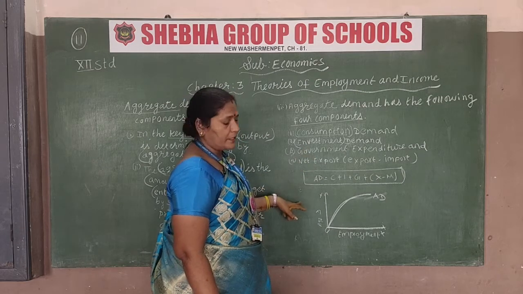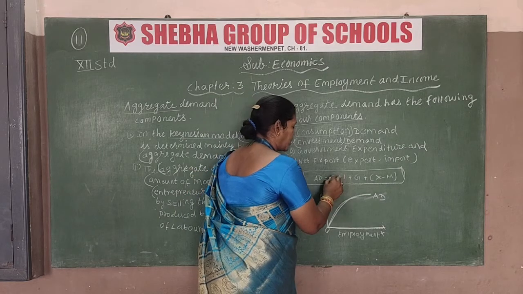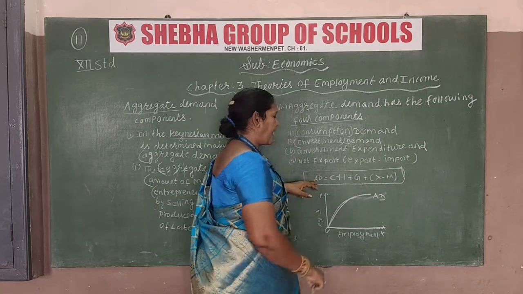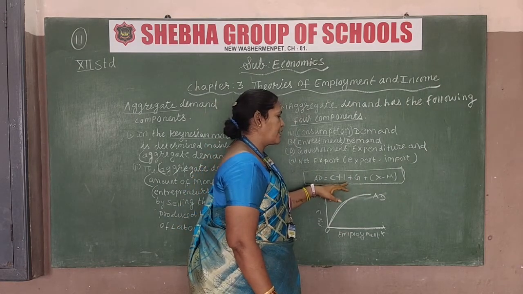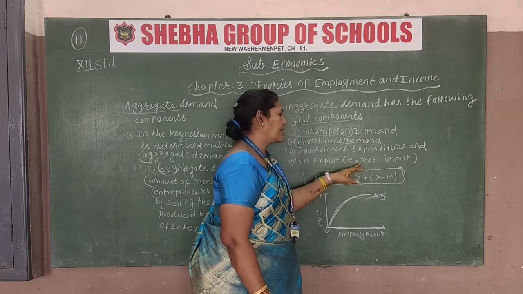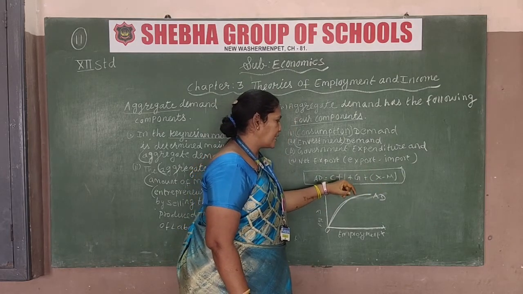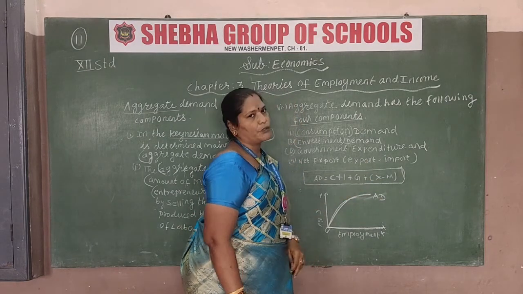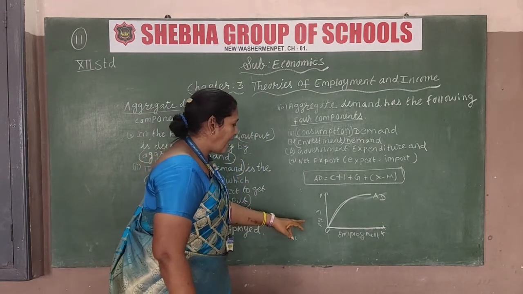For that they have given this: AD, that is aggregate demand, is equal to C, consumption, plus I, investment, plus G, government, plus, in the bracket, X minus M, that is export and import. Is it clear, children? AD is equal to consumption plus investment plus government plus X minus M, export and import. That is given as a diagram for the aggregate demand.